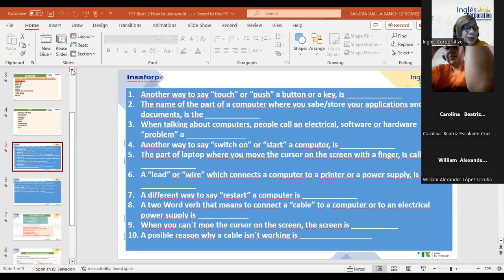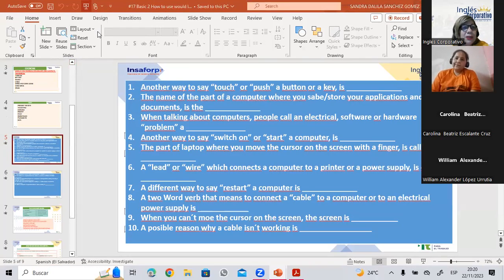The first thing is something technical, because we are talking about issues in your equipment. That is the topic.